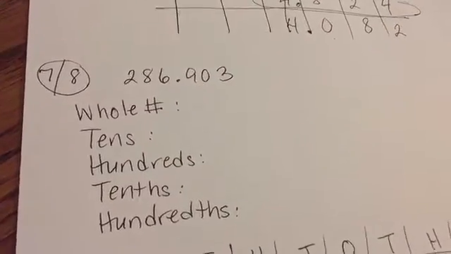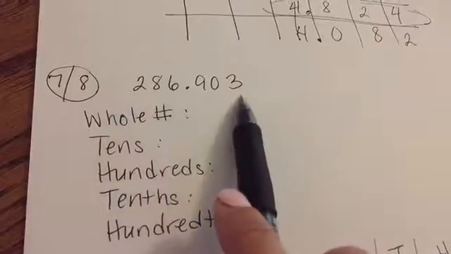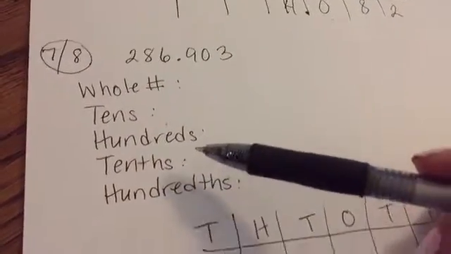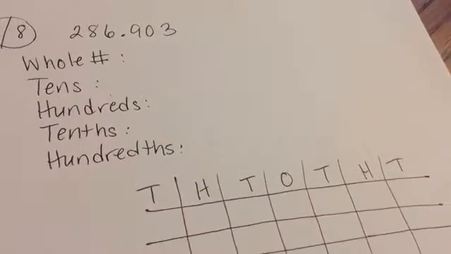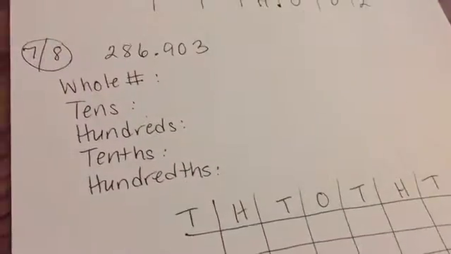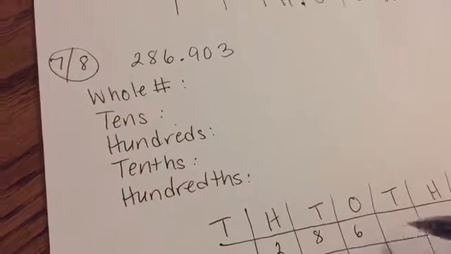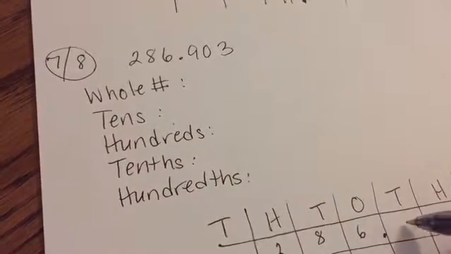And our last review problem was writing this gigantic number and we're rounding it to these different places. So a lot of kids are trying to do this in their head, and I told them please don't, because it can get confusing. So we're going to place it into our place value chart, 286.903.